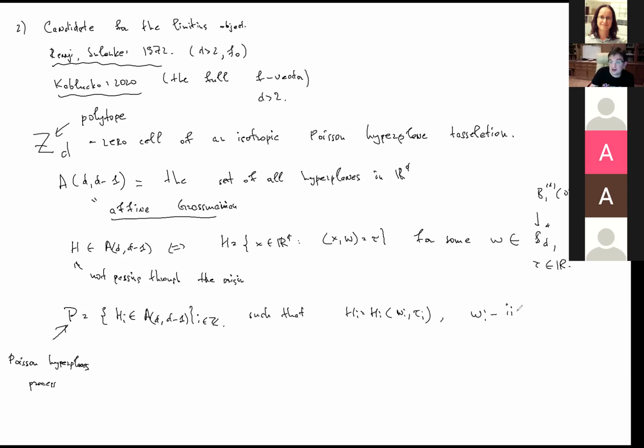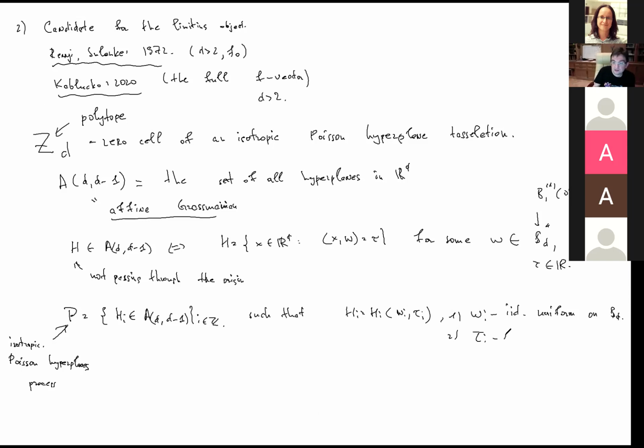omega_i are IID uniform on S^d. More precisely, if I take this distribution to be uniform, this will be an isotropic Poisson hyperplane tessellation. In general, we can take an arbitrary distribution on a d-dimensional sphere, but we will consider only isotropic, which means that all directions are equally possible. These are IID.